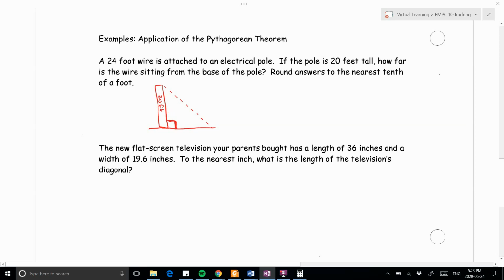And it's a 24-foot wire. So that means this wire is 24 feet long. Let's find how far. It wants to know the last side there. So if we know two, we can find the third because we know this relationship. So I know that 24 squared, because remember that across from that right angle is going to be my C. The other two don't matter as much.